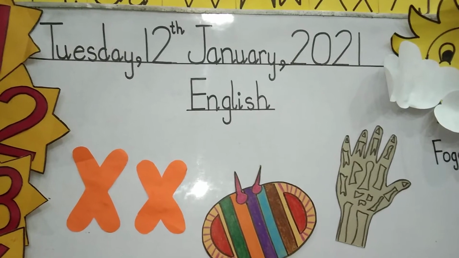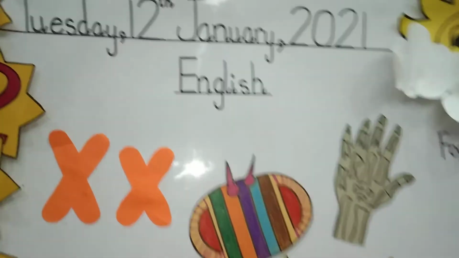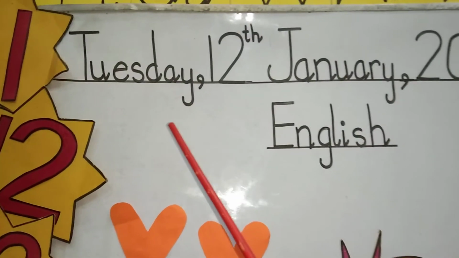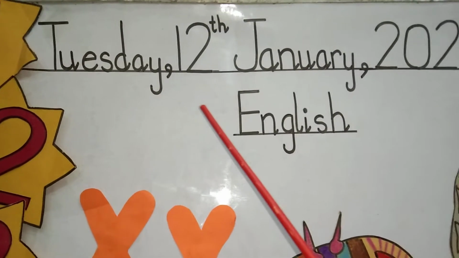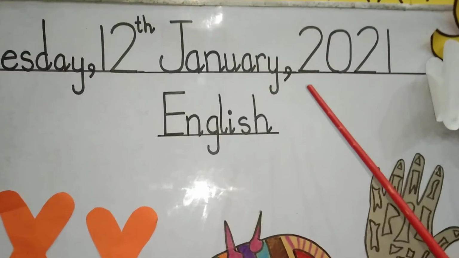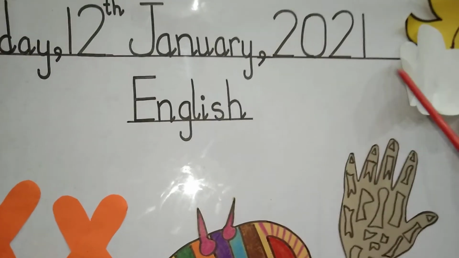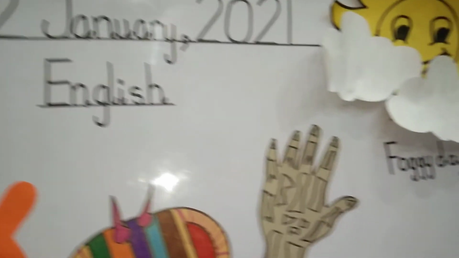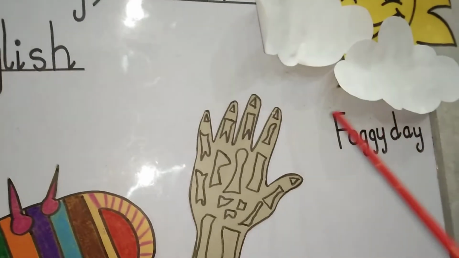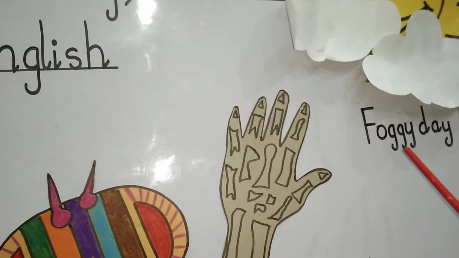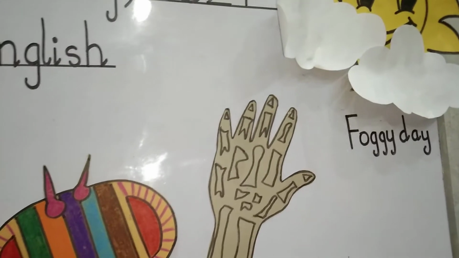Okay, class, tell me what is the day today? Today is Tuesday. And which day today? 12th of January 2021. And tell me what is the weather like today? Today is foggy day.